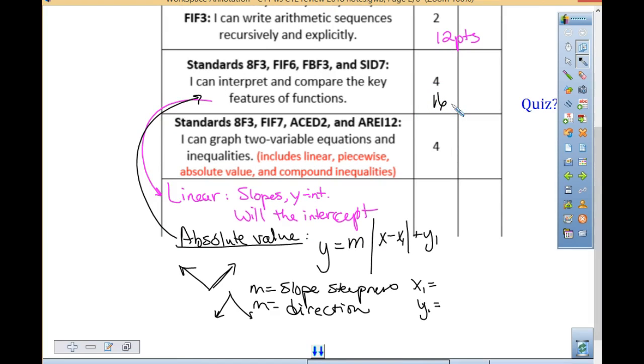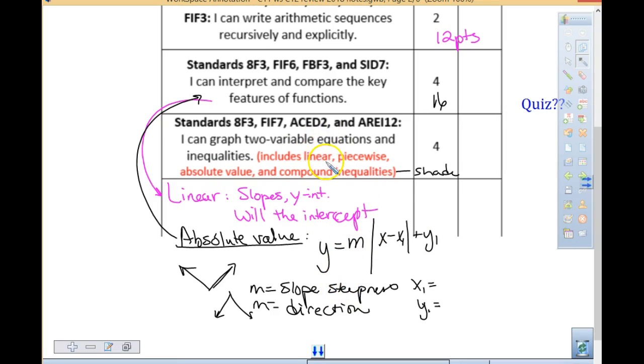And then that last standard that I have up there, I can graph 2 variable equations and inequalities. Notice it says linear, piecewise, absolute value, and compound inequalities. So when we are looking at that, this might be when I'm shading, right? That's that compound inequality. This is when you have to do the shading. When I look at that absolute value, I'm going to look that you get the vertex in the right spot. I'm going to make sure that it's going in the right direction from how you answered this question.